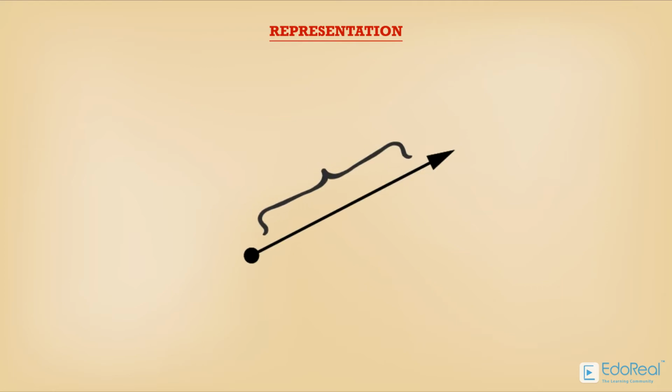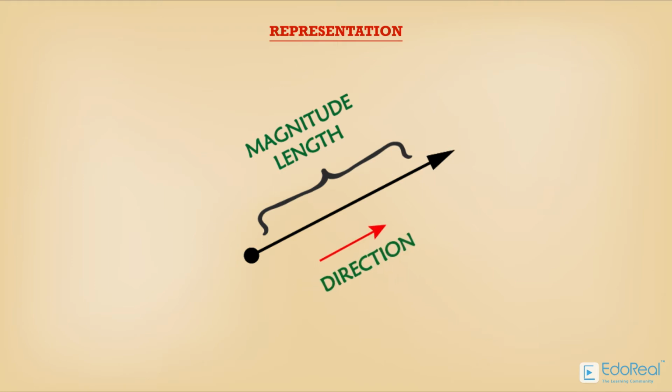Graphically, vectors are represented with directed line segments. The length of the vector is chosen according to some scale. The length represents the magnitude of the vector. And the direction of the line segment represents the direction of the vector.